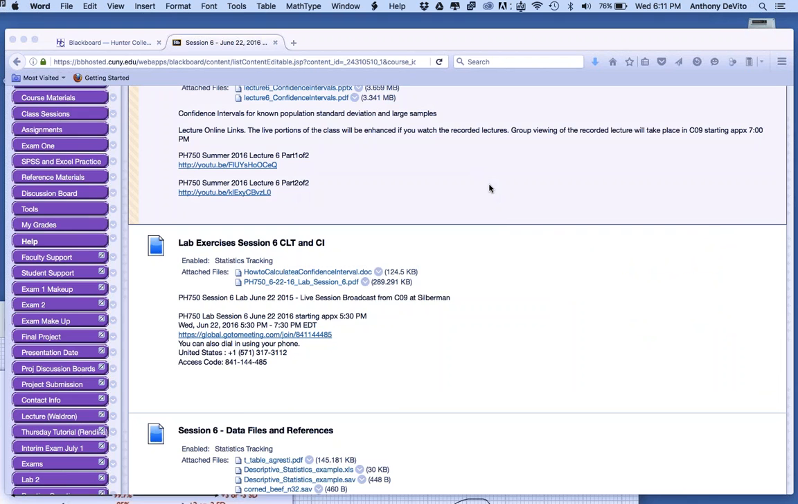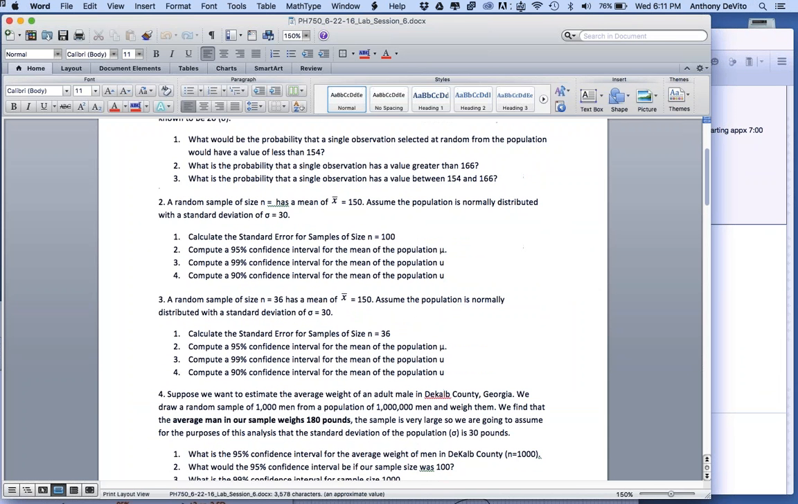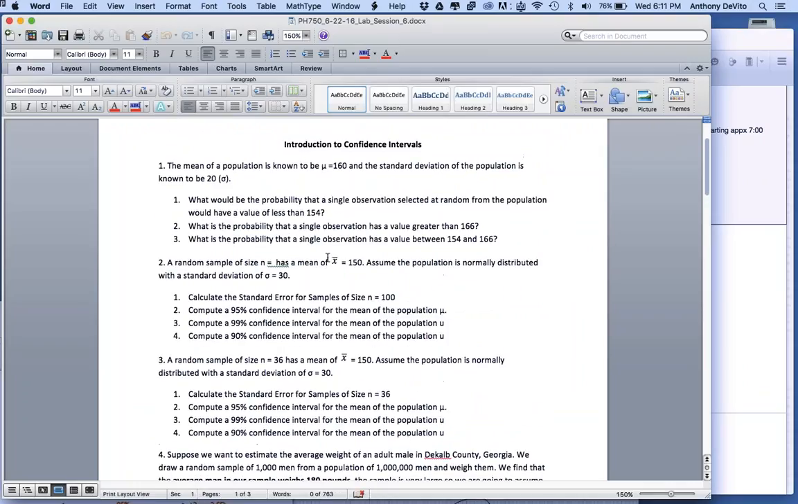Here we go. Okay, so I'm going to take a look at this and run through some calculations now. First of all, the mean of a population is 160. We know the population mean. Standard deviation of the population is 20. Standard deviation, an artificial situation, we usually don't know that.